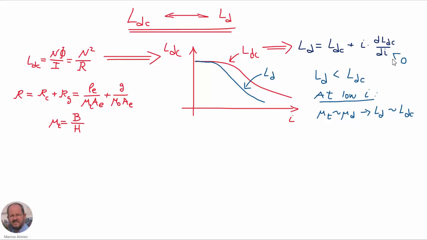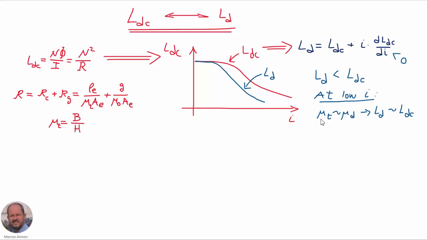As we can see, this derivative is always going to be negative, so the differential inductance is going to be lower than the DC inductance. In this way, we can obtain this curve in blue, which corresponds to the value of the differential inductance.